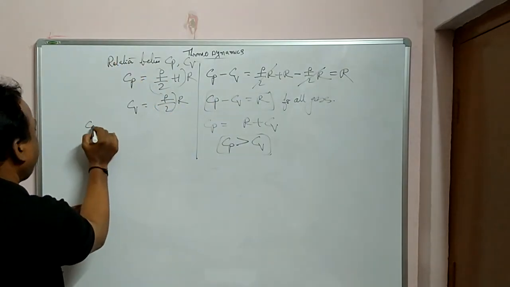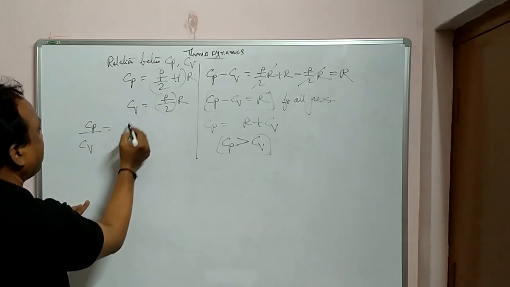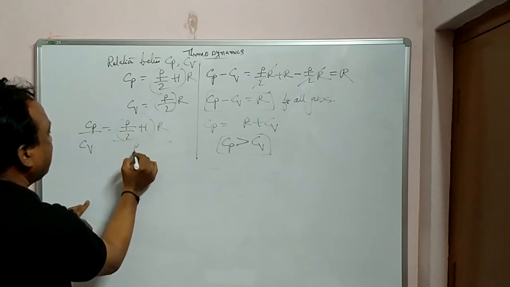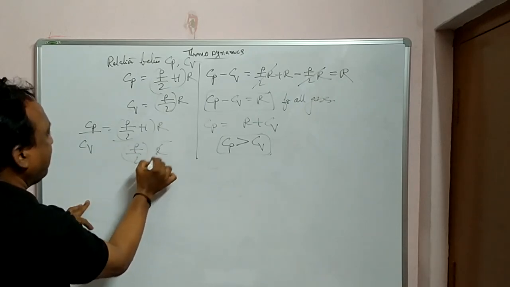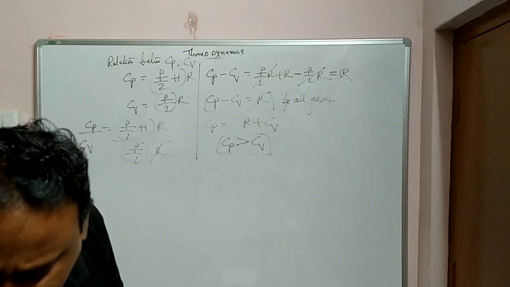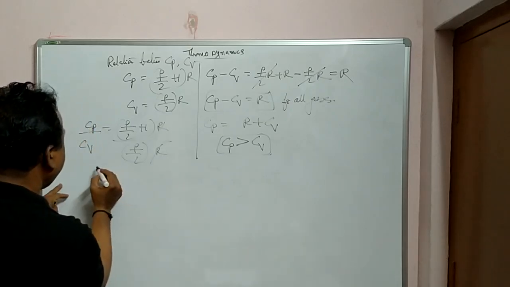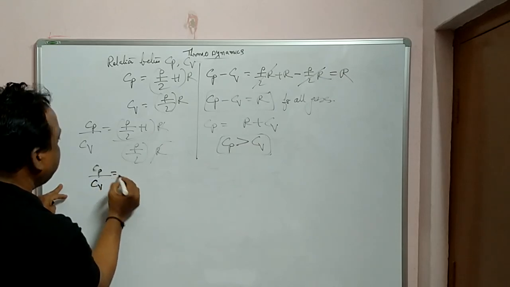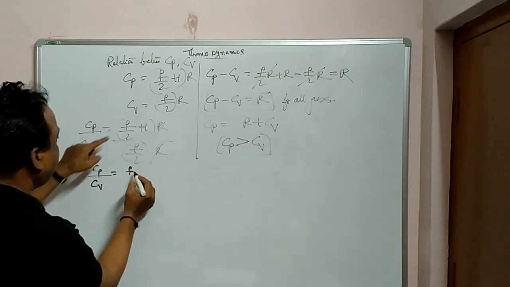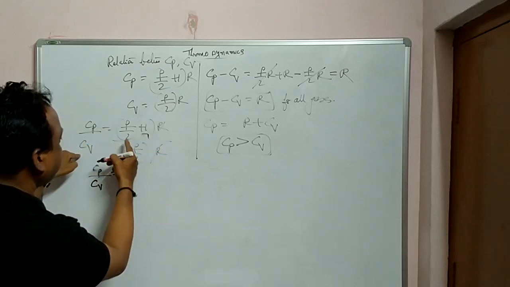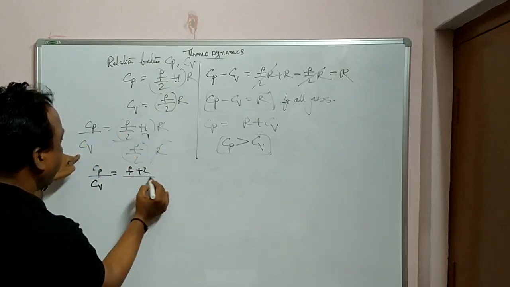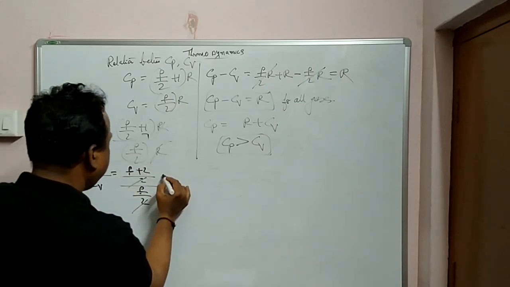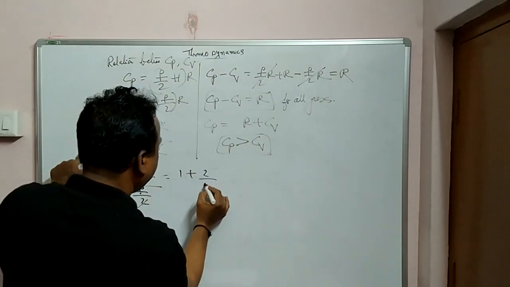We'll divide these two. Cp by Cv is equal to F by 2 plus 1 into R by F by 2 into R. R gets cancelled. Now what is left over? Cp by Cv is equal to, పైన ఉంది, టేక్ LCM. 2 LCM ఇక్కడ LCM తీసుకోండి. ఓకేనా? తీసుకుంటే F plus 2 by 2 by కిందన F by 2. 2 gets cancelled and this becomes 1 plus 2 by F.